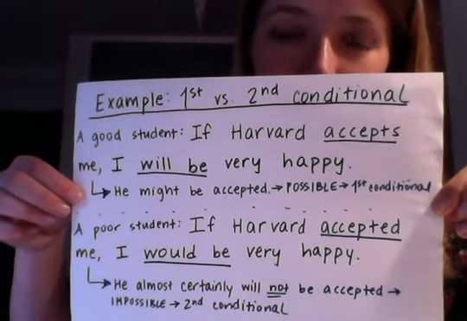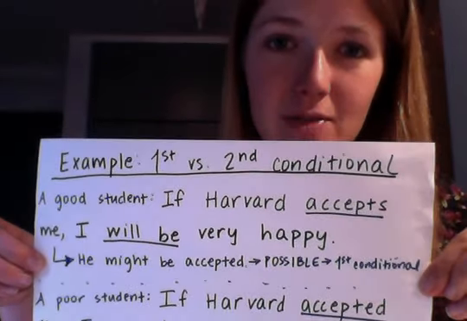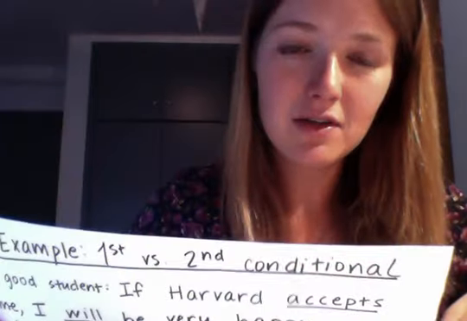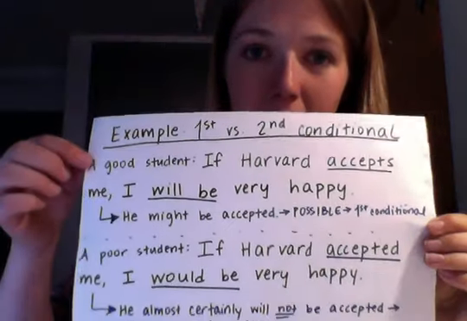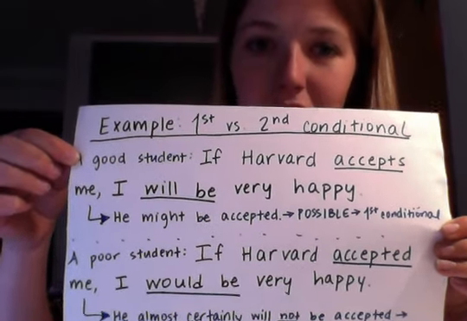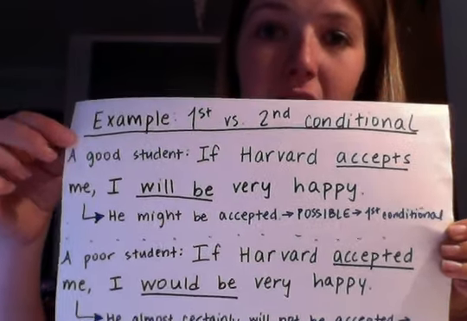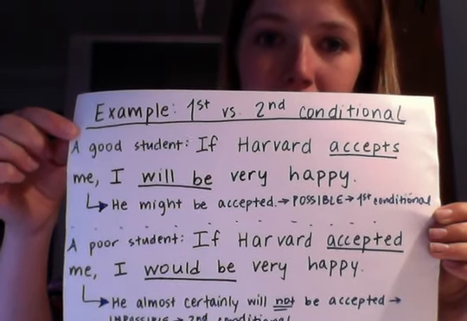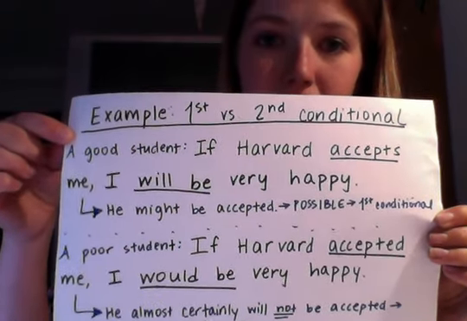And finally, in the real world, right, when you're speaking English, you will need to automatically know if you should be using first or second conditional. And it depends on the situation. So, here's an example that I think illustrates the difference between first and second conditional quite well. So imagine we have a good student, right? A student who studies and works hard. Imagine he says, if Harvard accepts me, I will be very happy.